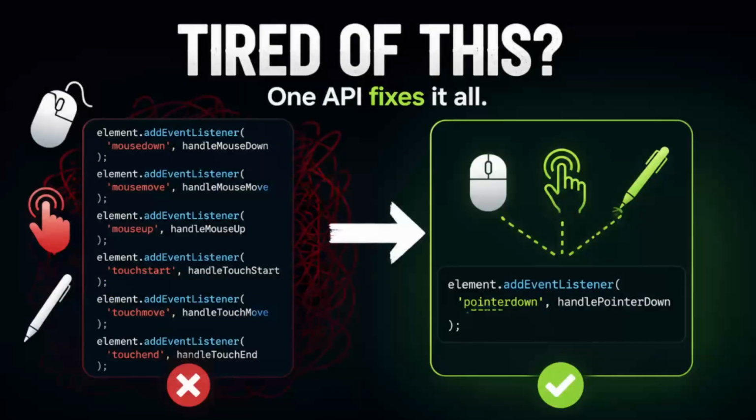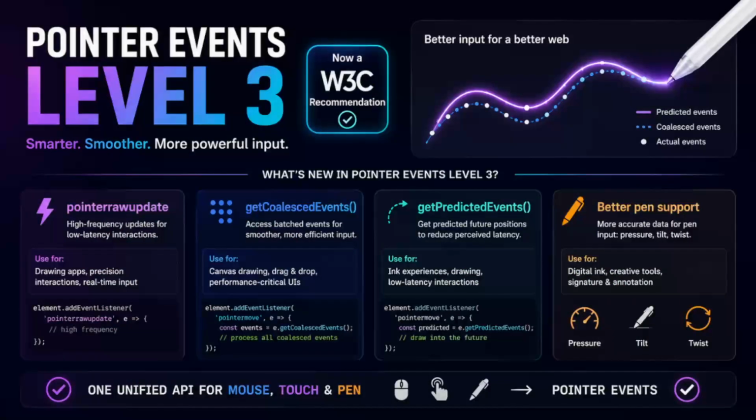So, are you tired of using mouse down, mouse move, mouse up, touch start, touch move or touch end? Well, we have a solution for that. And that solution is the Pointer Events Level 3. More powerful input. We have the pointerrawupdate. It's a high frequency update for low latency interactions.